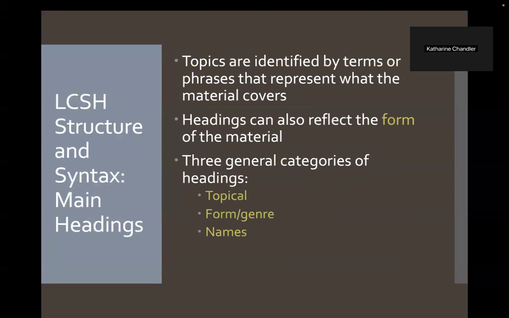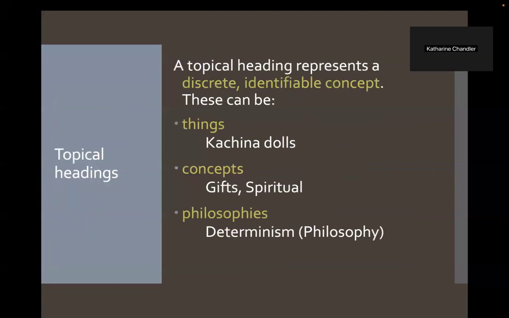Topics are identified by terms or phrases that represent what the material covers. So headings can also reflect the form of the material. Three general categories of headings are topical, form or genre, or names. A topical heading represents a discrete, identifiable concept. These can be things like China dolls, concepts like gifts are spiritual, and philosophies like determinism or philosophy.